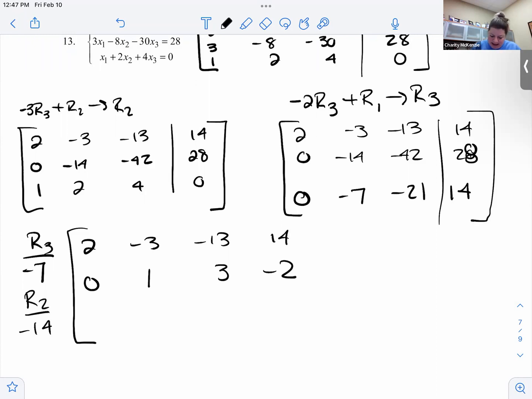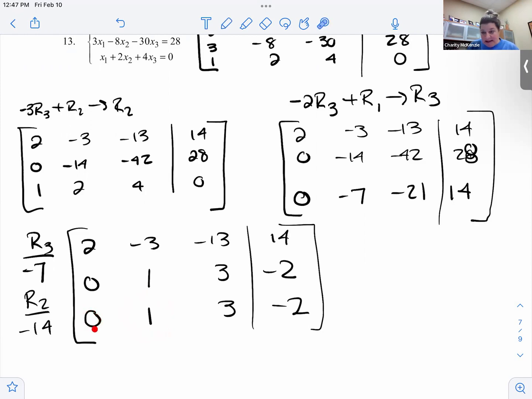Bottom row, 0, 1, 3, negative 2. This was totally optional, but sometimes your numbers just get so hideous. If you can divide every single thing without making a decimal, that'll make it prettier to work with. So now we know we want this to be a 0, way easier to work with.